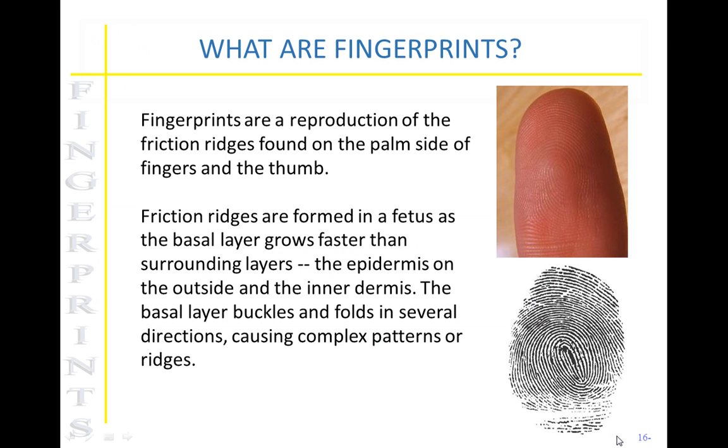If we discuss specifically what a fingerprint is, it is a reproduction of the friction ridges which are found on the palm side of fingers and of the thumb. During the development of the fetus, the basal layer grows more quickly than the epidermis layer, causing folds and buckles in various directions. This is what creates the complex pattern of fingerprint ridges.